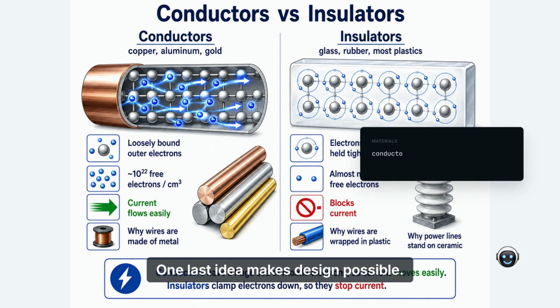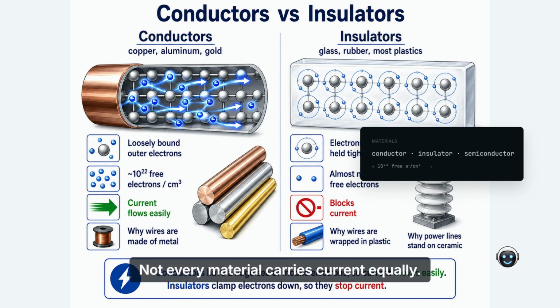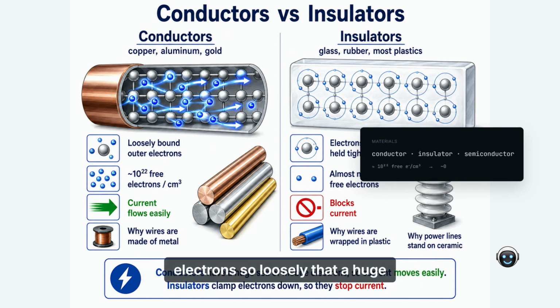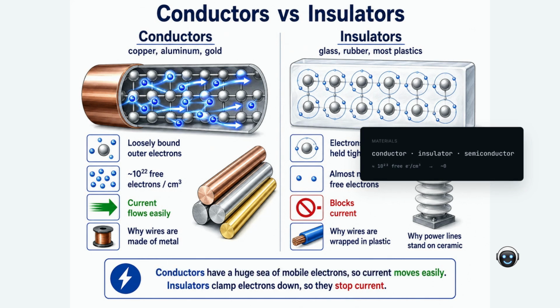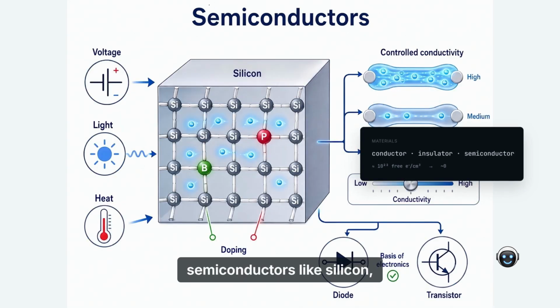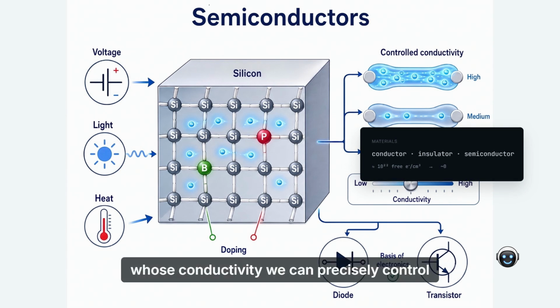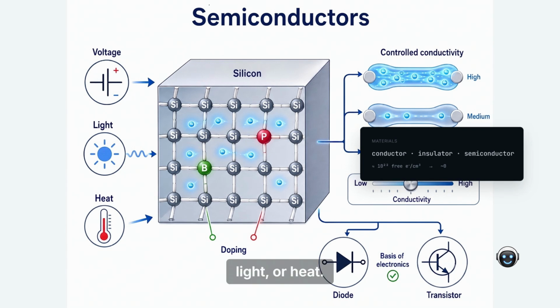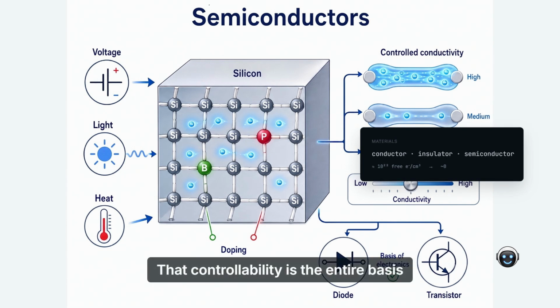One last idea makes design possible. Not every material carries current equally. Conductors like copper hold their outer electrons so loosely that a huge population roams free. That's why wires are metal. Insulators like glass and rubber clamp them down and block current. And in the middle, semiconductors like silicon whose conductivity we can precisely control by adding trace impurities or by applying a voltage, light, or heat. That controllability is the entire basis of chips, and it's the reason the device you're viewing this on exists at all.